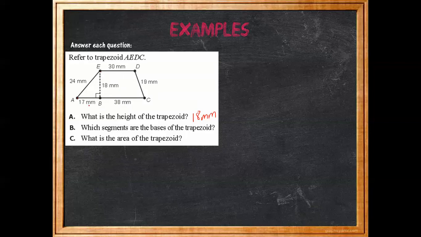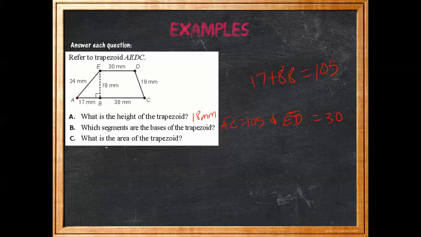AC is comprised of two different segments. AB is 17, BC is 88. So we're going to add those two together to get AC. We're going to take 17 plus 88, and that's going to give us 105. So AC is 105, and ED is 30.